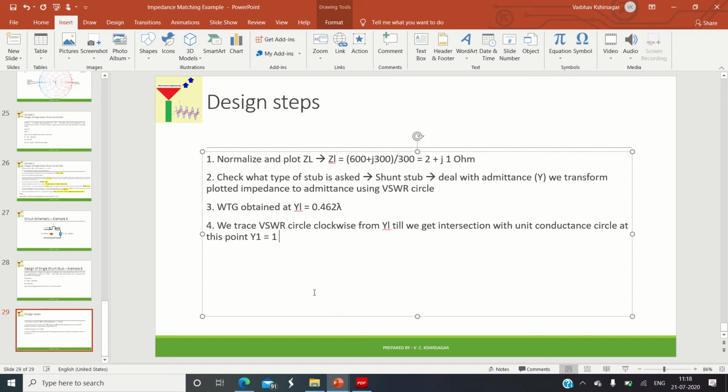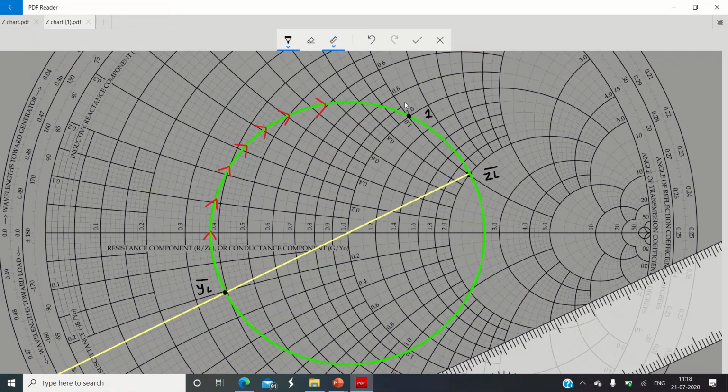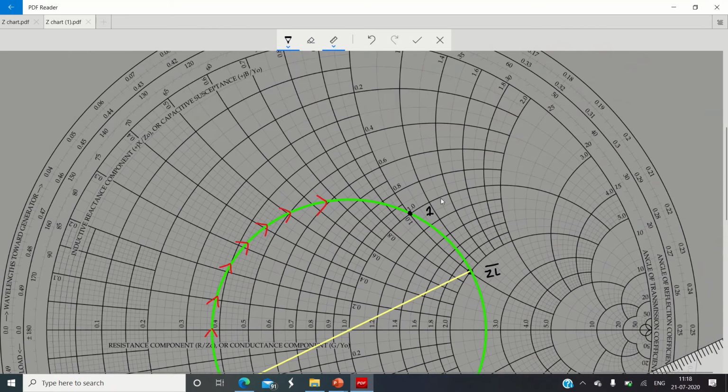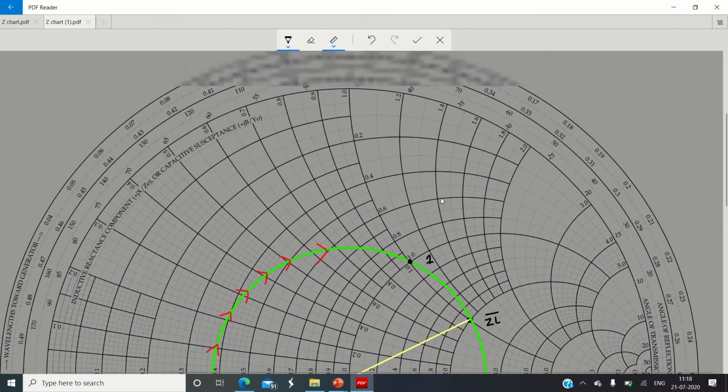Please remember, at point number 1, which is indicating y1, we need to write the admittance. Now the admittance real part will be 1. And what is the admittance imaginary part? We need to follow the sign convention of the original Z chart, please remember. So the imaginary part is again 1, because we are following the sign convention of the impedance chart, though it is admittance. So the admittance at point number 1 is 1 plus 1j.